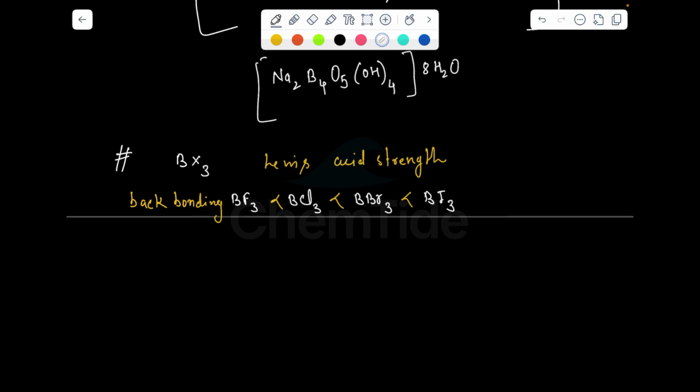So this is about the entire important points of the boron family. You just need to revise properly. For more updates, follow ChemTide and PYQ we are covering now.